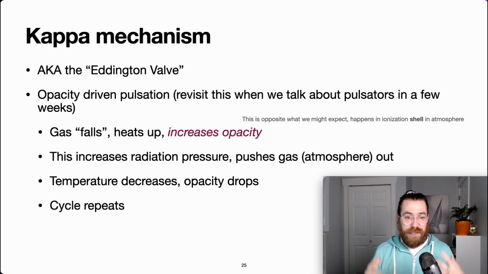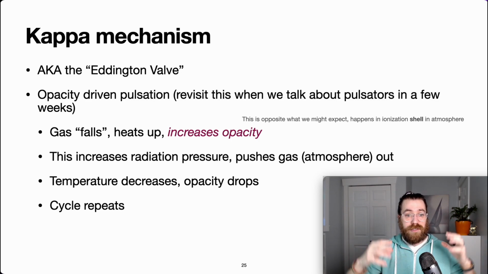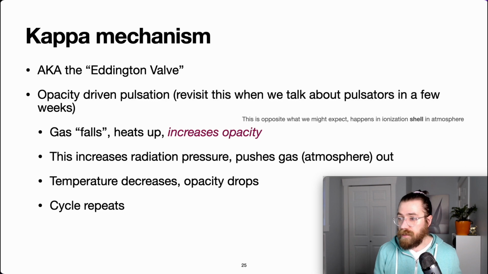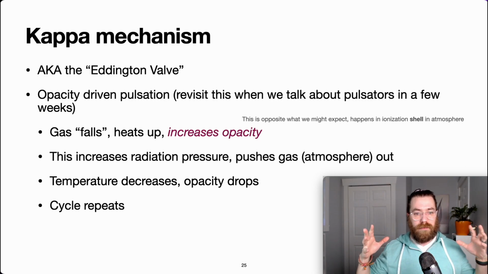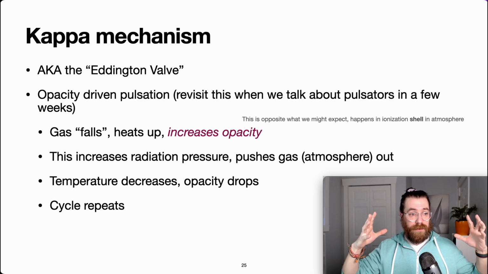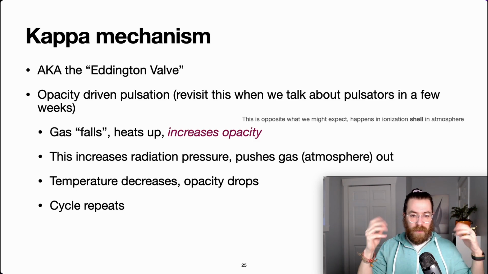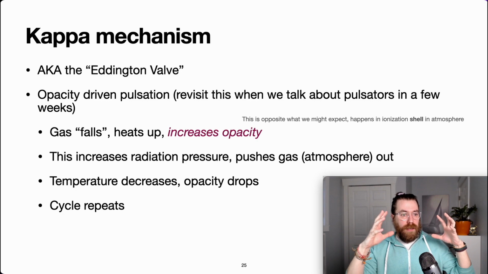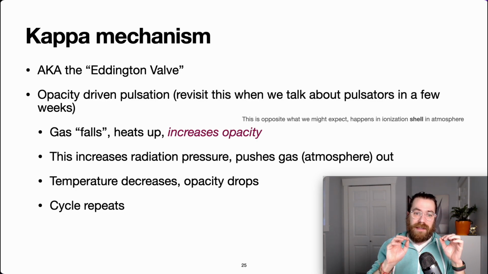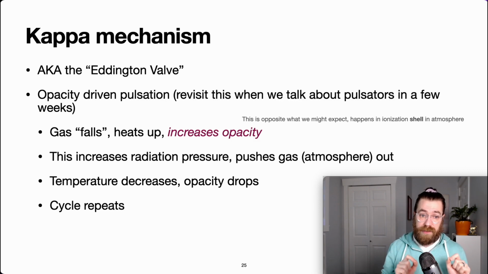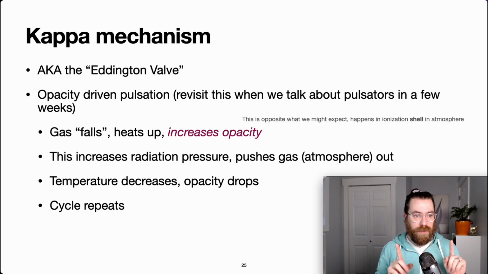So this is opacity-driven pulsation. This is pulsation of a star where the star gets bigger and smaller by some pretty big fraction. And it does this due to an effect of opacity. So the kappa mechanism works like this. Gas that's in the outer part of the atmosphere falls down due to gravity. As it falls down, it compresses and it heats up. And it increases its opacity with temperature. I'll come back to this point, but this is what happens.